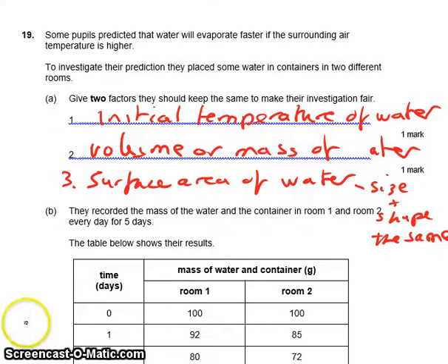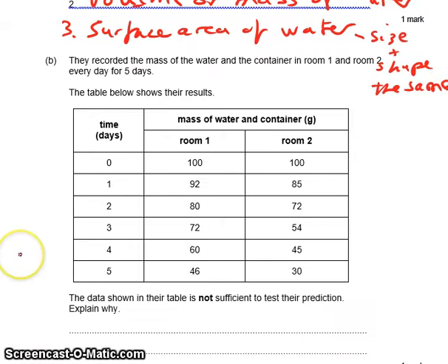In part B, they wanted you to look at the table and analyze the results. So in this data table, the reason that it was not sufficient to test the prediction was there was no data on the temperature. So the word we were looking for is temperature. They did not measure the temperature, there was no information about temperature. So that's what you want for part B.